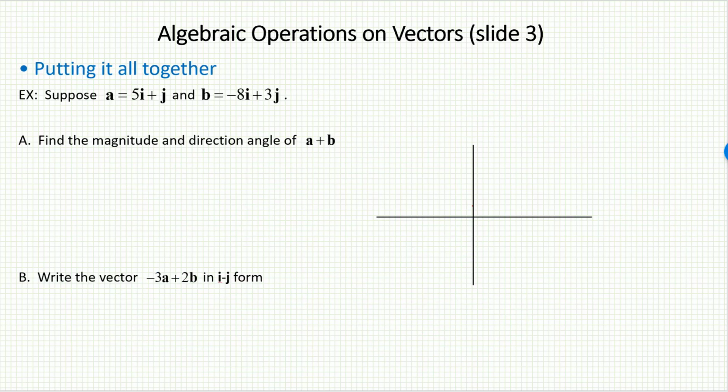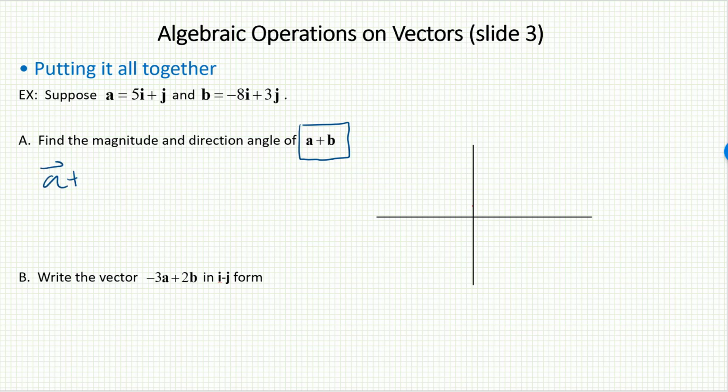Well, let's try to put it all together then. Here's a fresh example. I've got vector A, 5i plus j, vector B, negative 8i plus 3j. I'm interested in answering some questions about this new vector called A plus B. Specifically, I want to know the magnitude of vector A plus B and its direction angle.